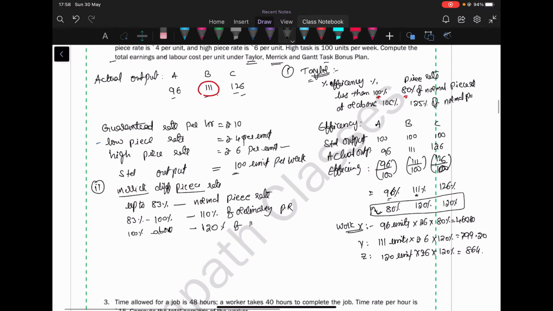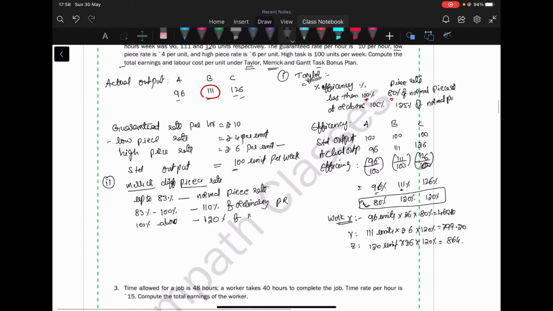Now we will substitute the information given in the formula for worker X. Worker X, what is the efficiency here? 96%. 96% comes here in the second slab, 83% to 100%. So his earnings are, how many units did he produce? 96 units he produced.